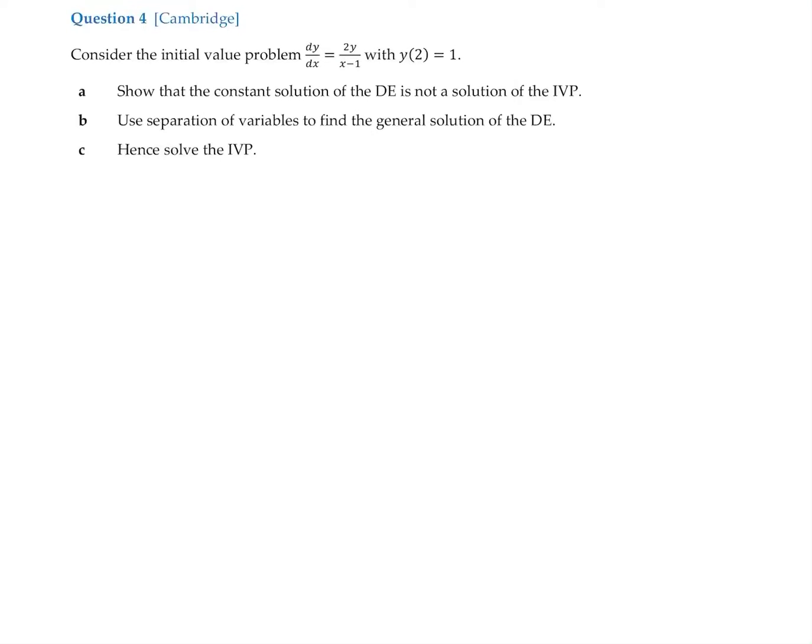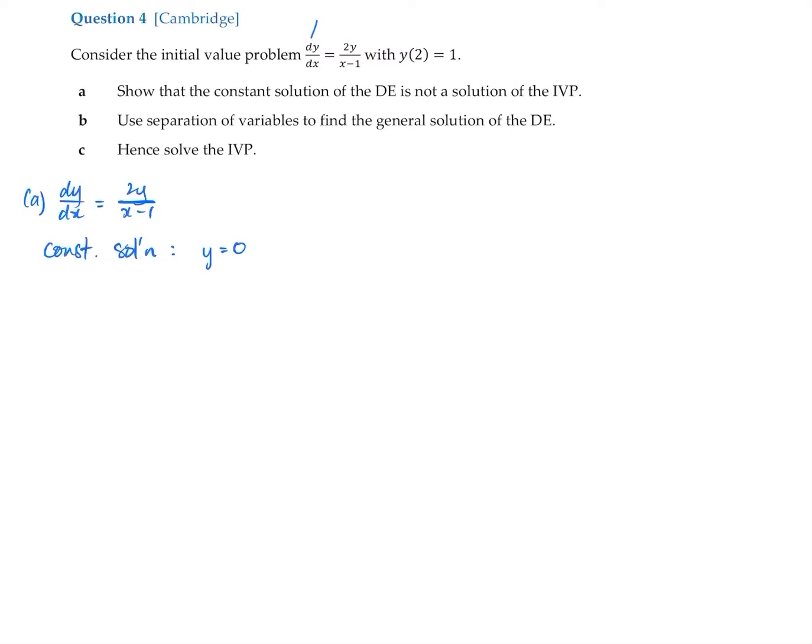Okay, so question A, right, so with the initial value problem, we've got dy dx equals 2y on x minus 1, and show that the constant solution is not a solution of the initial value problem. Okay, so the constant solution is y equals 0, because then the left-hand side will be 0 and the right-hand side, because of the 2y in the numerator, will be 0.